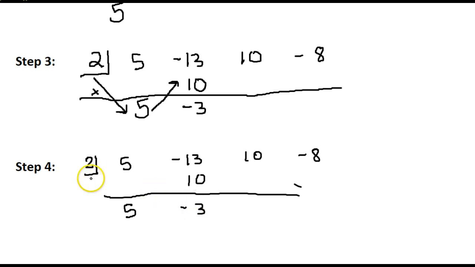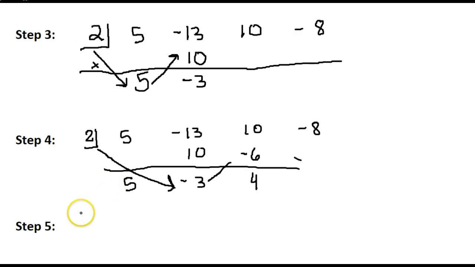So then we take our 2, and we multiply that 2 to our negative 3 that's under the equal bar. And we bounce that back up, so 2 times negative 3 is negative 6. So that goes under our next coefficient, which is a positive 10. So now we have 10 plus negative 6, and below the equal bar we put our 4. Okay, so that's step 4. So below the equal bar we now have a 5, a negative 3, and a 4.